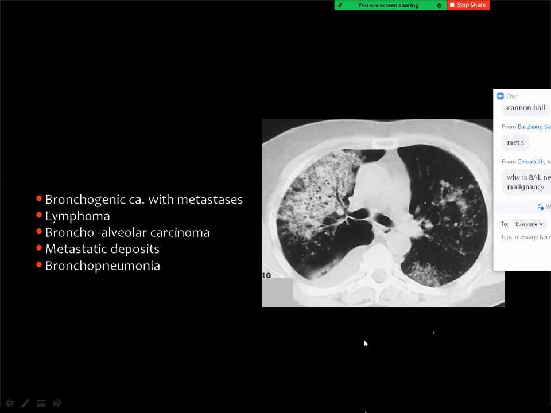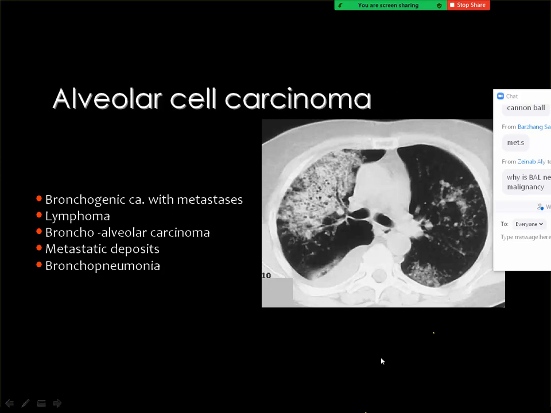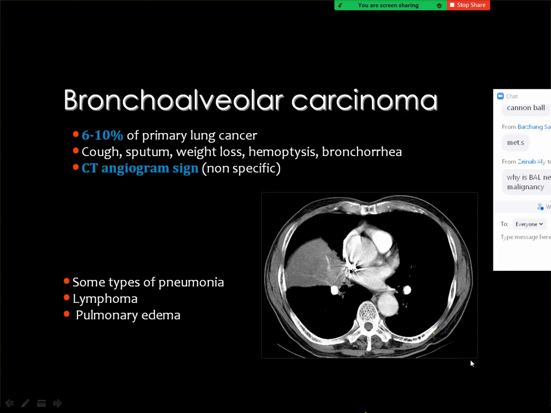You will not see some malignant cells in the bronchoalveolar lavage. Then the diagnosis is bronchoalveolar carcinoma. Bronchoalveolar carcinoma represents about 10% of primary lung cancer, and this is the presentation. Bronchorrhea means a lot of watery sputum, and the CT angiogram sign, which I emphasize, is not specific.